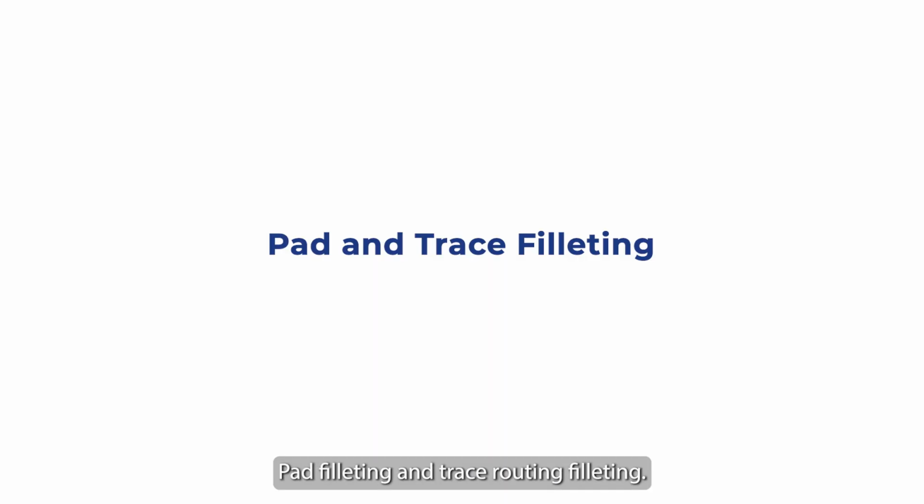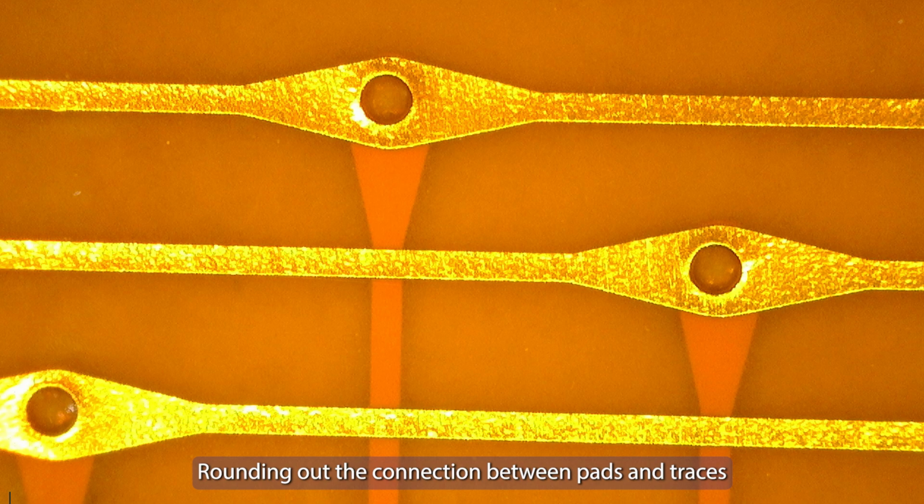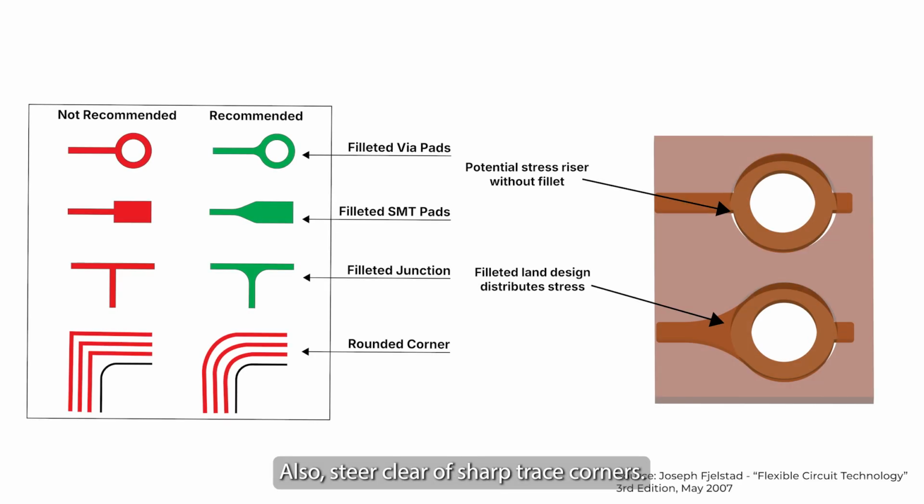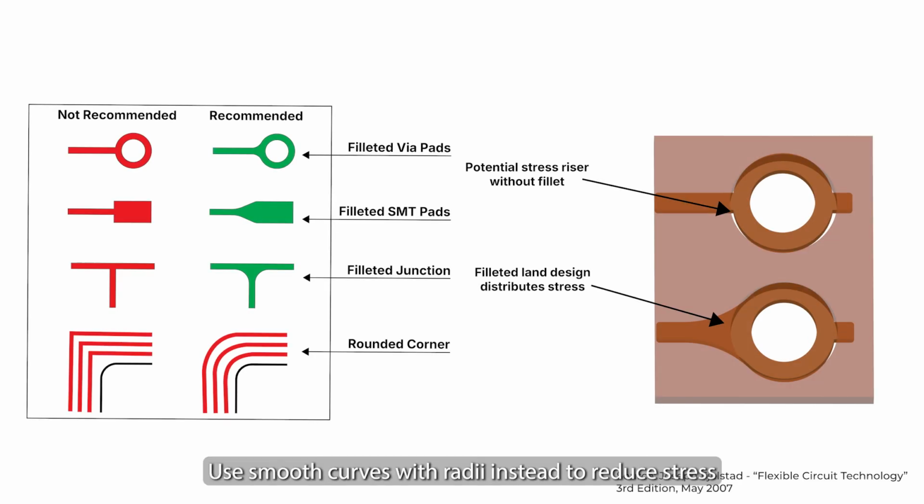Let's now shift focus to another small detail that can have a big impact: pad filleting and trace routing filleting. Rounding out the connection between pads and traces helps distribute stress and prevents cracking. Also, steer clear of sharp trace corners. Use smooth curves with radii instead to reduce stress concentrations or stress risers that can trigger failure.